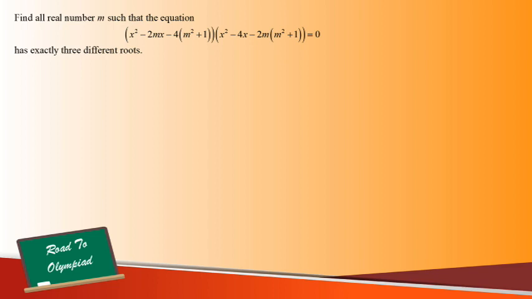Find all the real numbers m such that the equation (x squared minus 2mx minus 4m squared plus 1) times (x squared minus 4x minus 2m(m squared plus 1)) is equal to 0 has exactly 3 different roots.